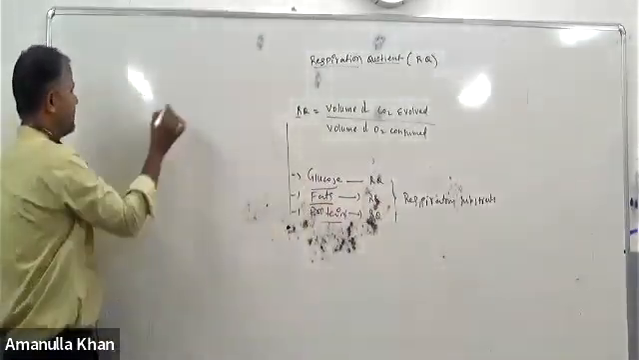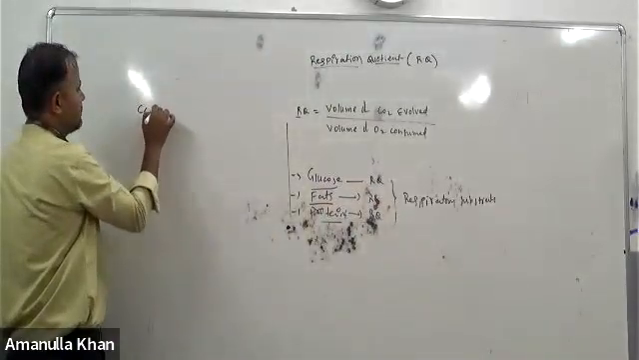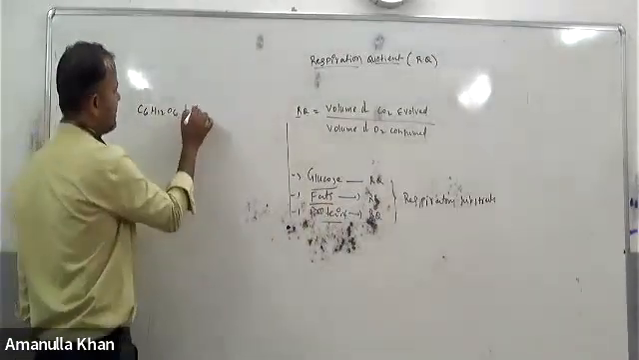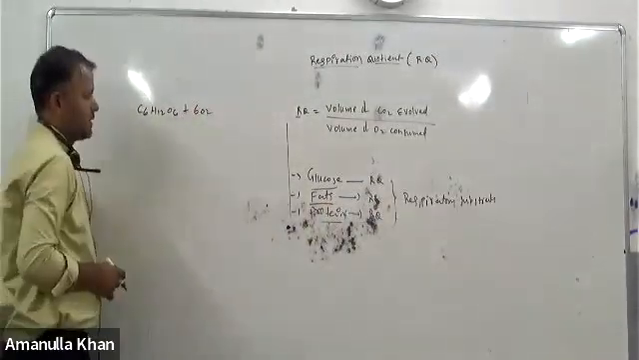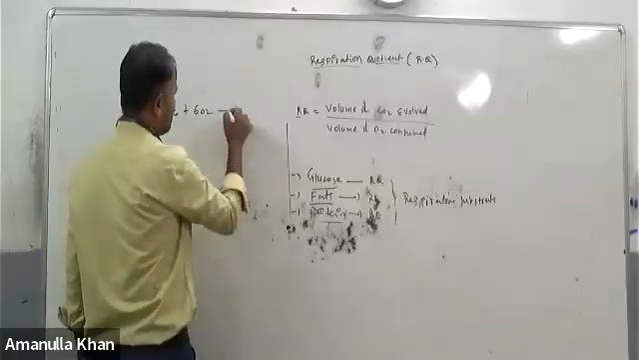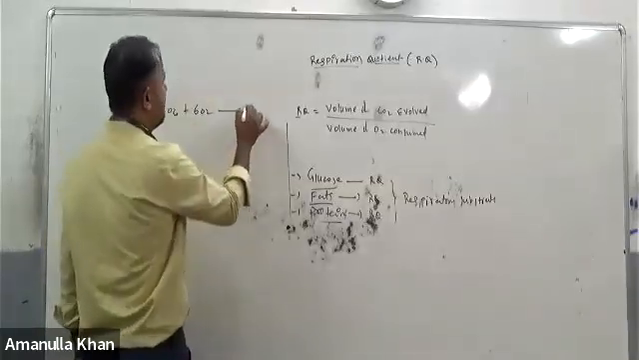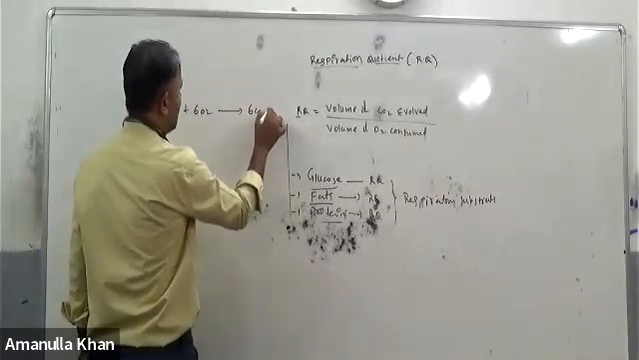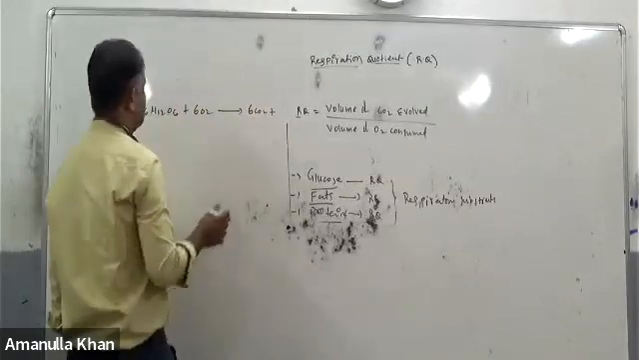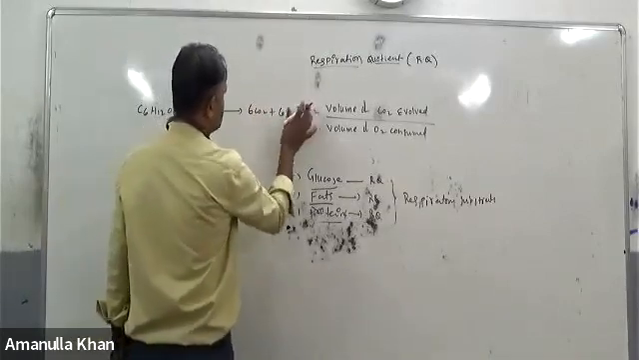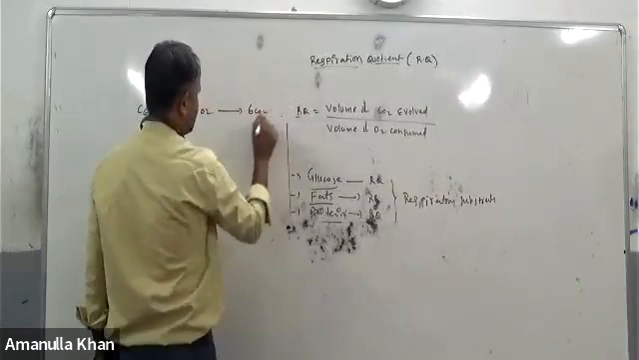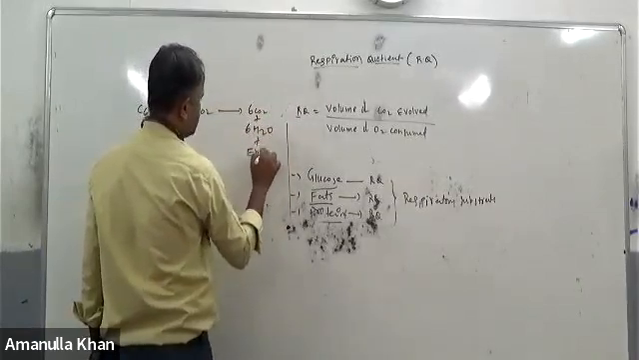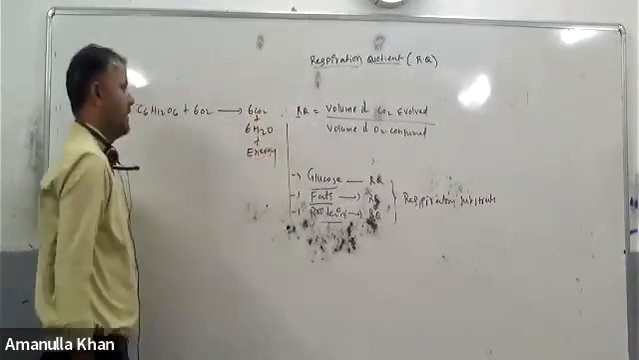What is the formula of glucose? C6H12O6. This glucose is oxidized in the presence of 6 molecules of oxygen and releases 6 molecules of carbon dioxide and 6 molecules of water, and some amount of energy is released.